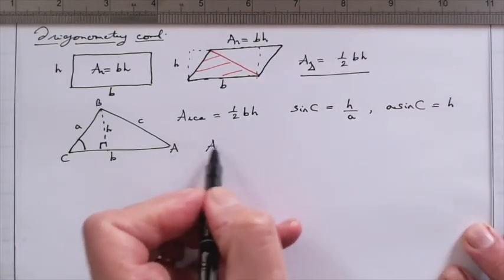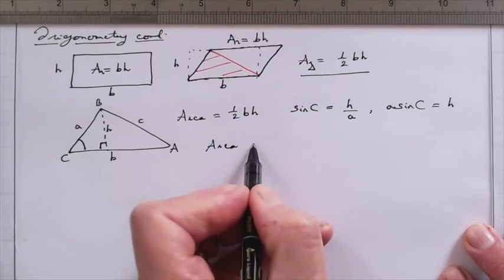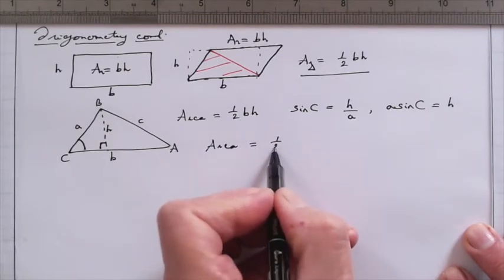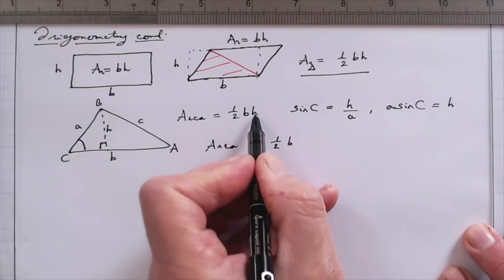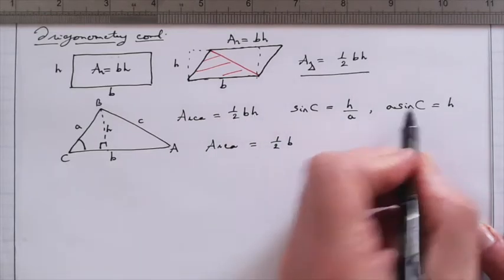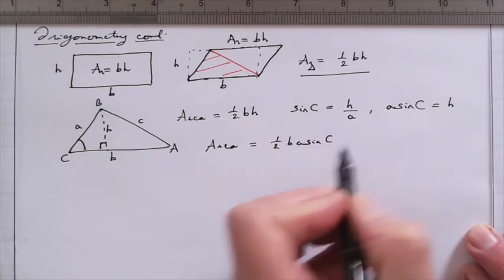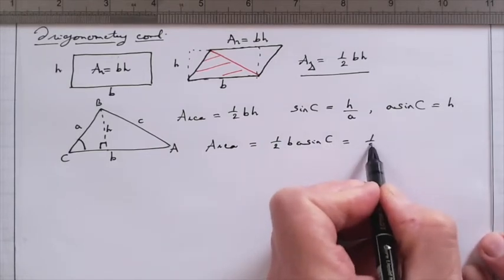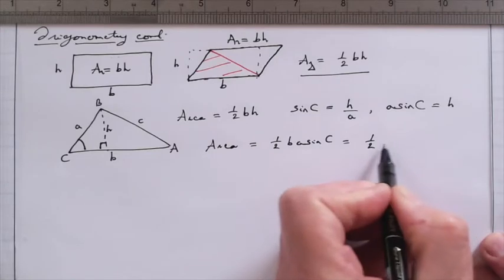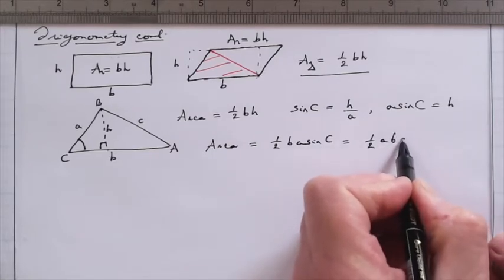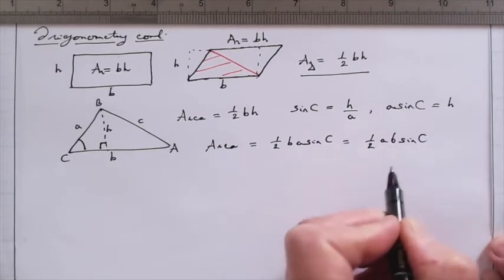And so we have this nice rule then that the area of a triangle is a half times the base b times h, which is a sine C. And let me just rewrite this in a way that's more familiar. I'm going to just reverse a and b here. So a half ab sine C.